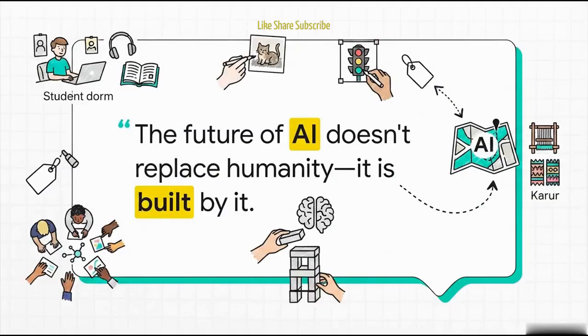Bringing this all together, there's this fantastic thought. The future of AI doesn't replace humanity, it is built by it. And honestly, this brings our entire narrative full circle today. Just think about it. The highly capable AI that's acting as a tutor, generating flashcards and interactive study guides for a student in their dorm room, it's only able to do that because thousands of miles away in places like Karur, human hands meticulously tagged, labeled, and taught that AI how to reason and understand our world. That digital tutor is built entirely on a foundation of human labor.